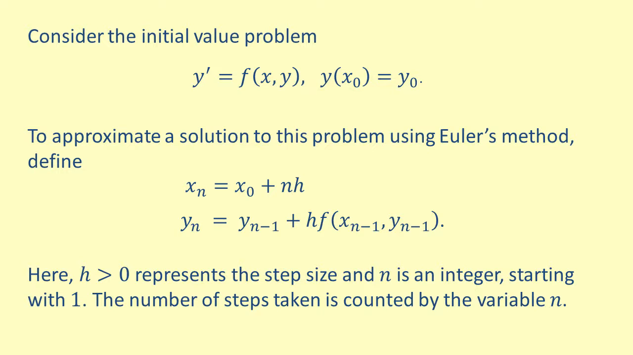Suppose you have a differential equation y prime equals f of x, y with the initial condition of y of x naught equals y naught. We increment x slowly using the index n, where n is an integer, to count the number of steps taken. This gives us the equation x sub n equals x sub naught plus n times h, where h is the step size. Y is incremented as a series of linear approximations.